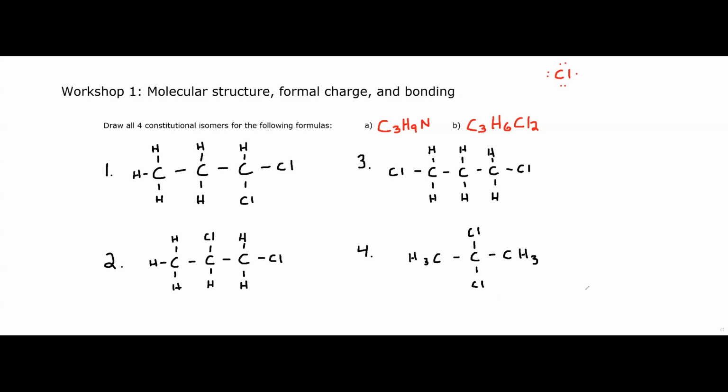Okay. Easy enough. Okay, all you're doing is writing down the backbone of the molecule. That's going to be your carbons, your oxygens, and your nitrogens. And then you're just going to move things around in unique ways until you get different structures.